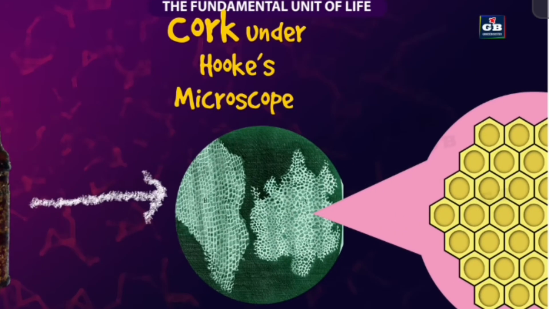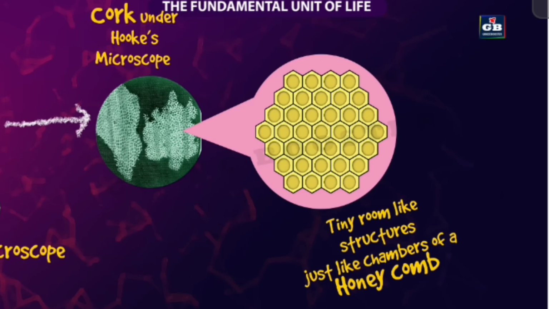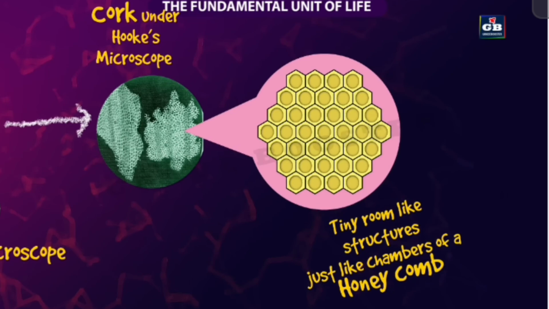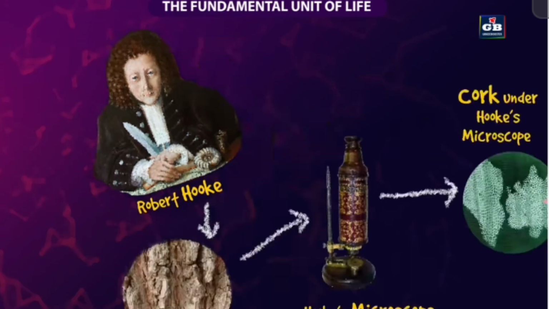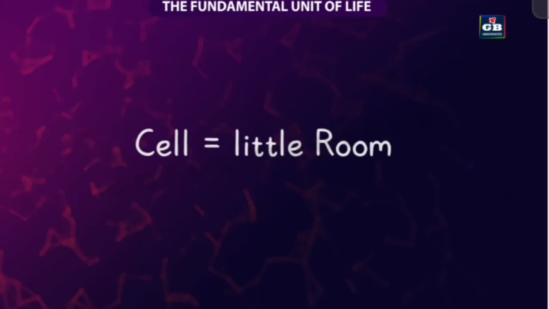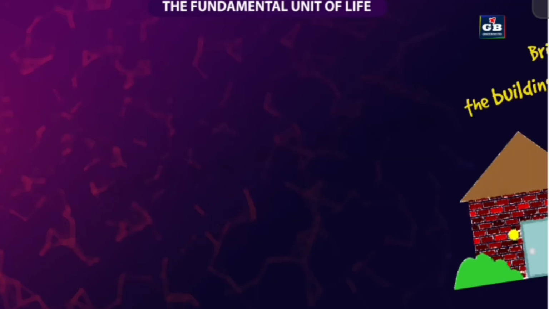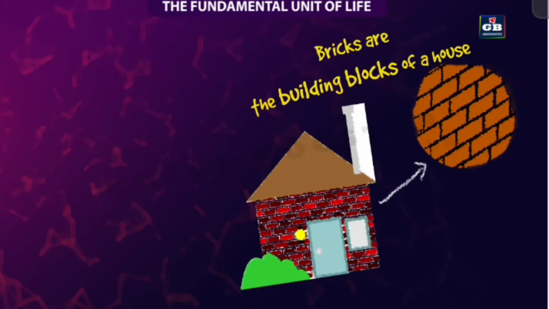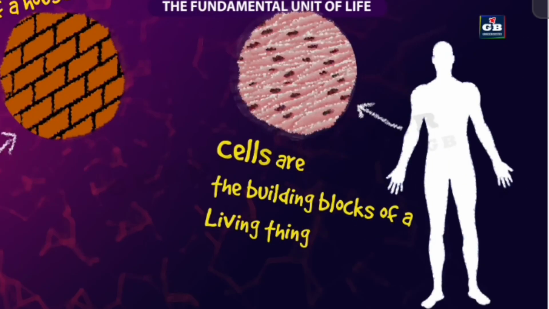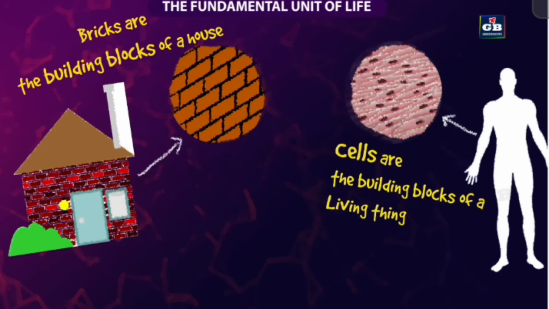He found small box-like structures. They were like small rooms of a honeycomb. Robert Hooke called these boxes as cells. The meaning of the word cell is little room. So cells are the building blocks of all living things. That means all living things are made up of cells.